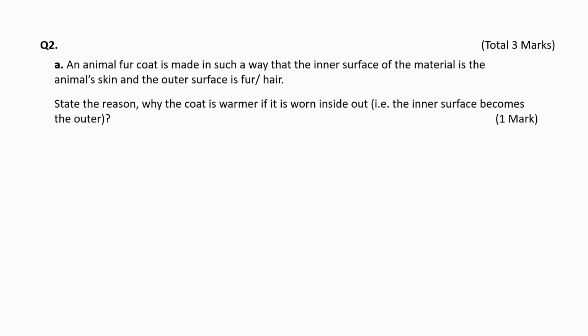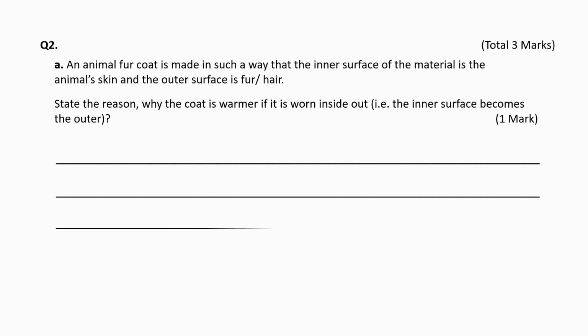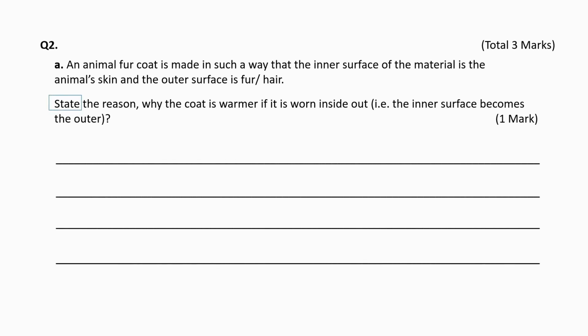The next question is question number 2. It says that an animal fur coat is made in such a way that the inner surface of the material is the animal's skin and the outer surface is fur or hair. State the reason why the coat is warmer if it is worn inside out, so the inner surface becomes the outer. This is the space, and state is the main command word, which also reflects that this question is an understanding based question.